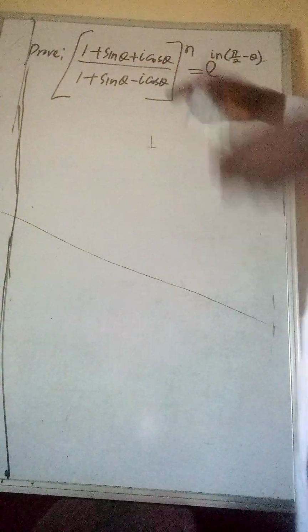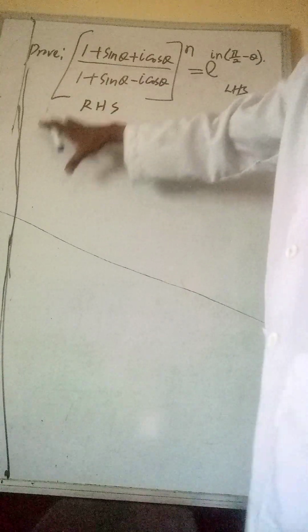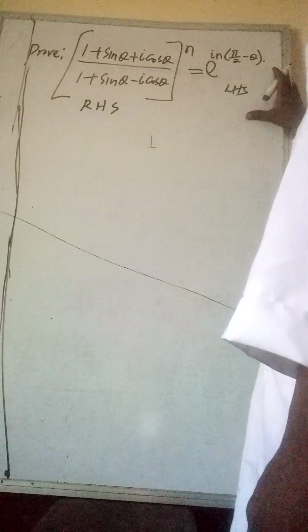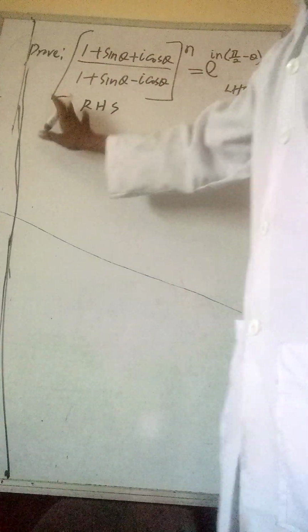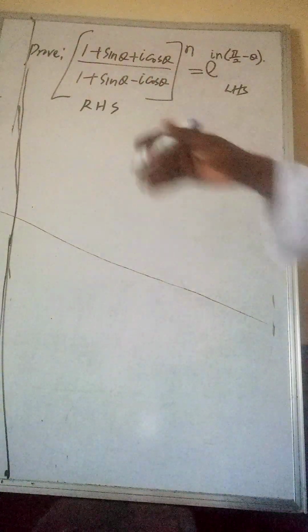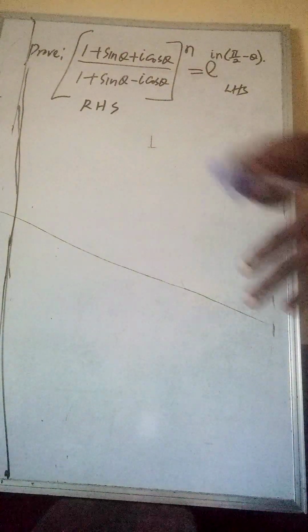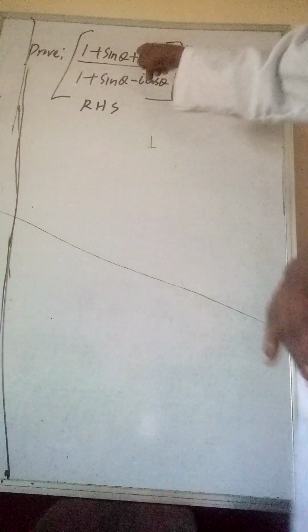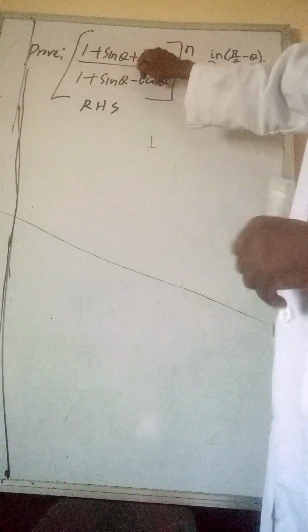All right, this is the right hand side. This is the left hand side. So we want to prove that what we have on the right is the same thing as what we have on the left and vice versa. So I'm going to start from the right hand side because that is where I have enough information to work with. Now, the observation I want us to have first is the way the complex number is written in polar form is not the way it is here.